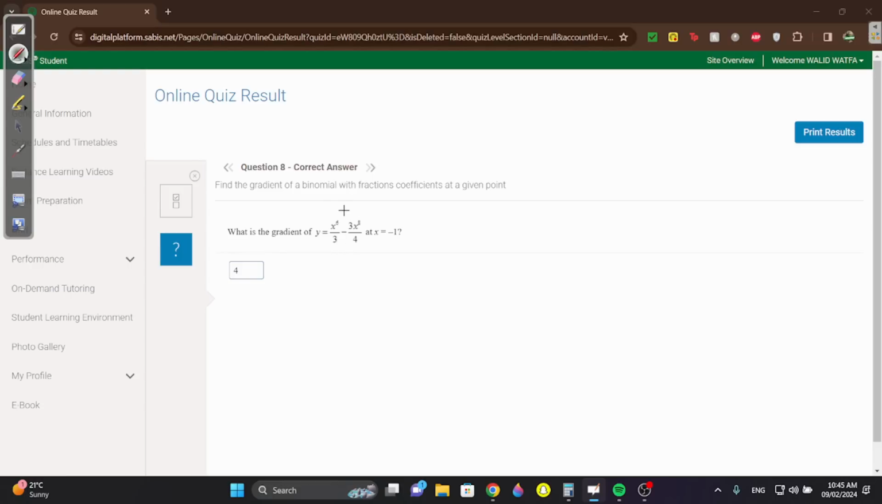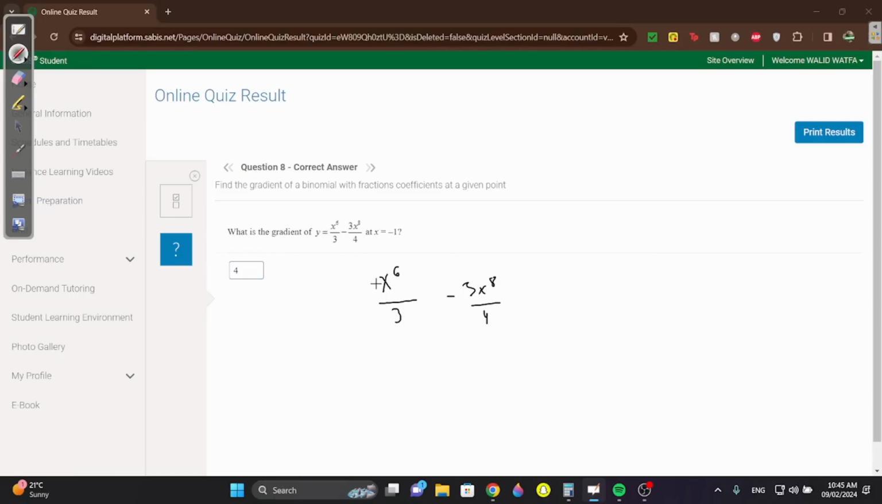Same thing over here, except you have two fractions. So you derive this one and you derive this one, and then you put it over the fraction. So let's derive x to the power of 6 over 3 minus 3x to the 8 over 4. How do you derive this? I told you, ignore the fractions for now and then put it over the fraction.